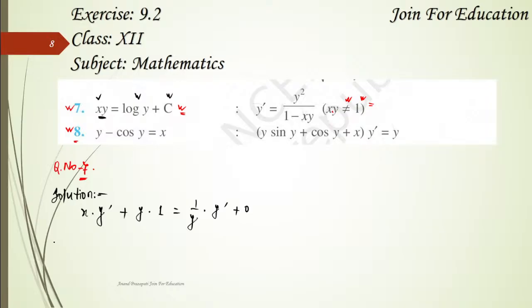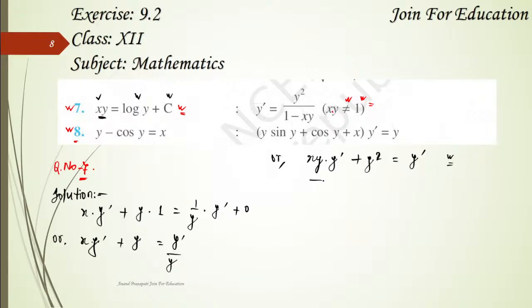So the next step here will be x y' + y = y'/y. Now by cross multiplication we get y = xy·y' + y² equal to y'. Hope that there is no problem to understand up to this step.